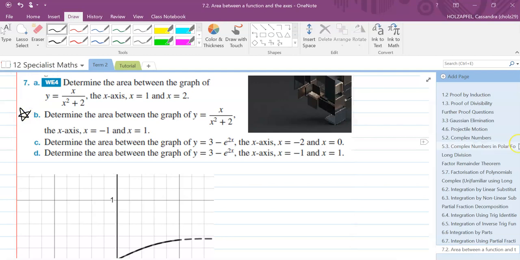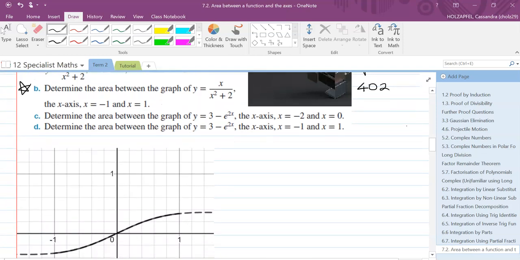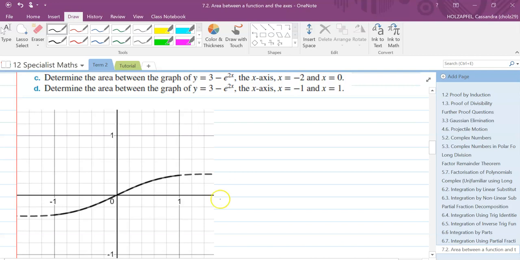Today we're having a look at question 7b, page 402 in your textbooks. The reason I specifically wanted to look at this question is because when I graphed it, I was looking for functions that fell below and above the x-axis, so I could show you how to calculate things that had the area under the curve.